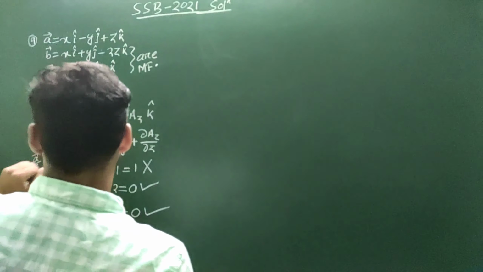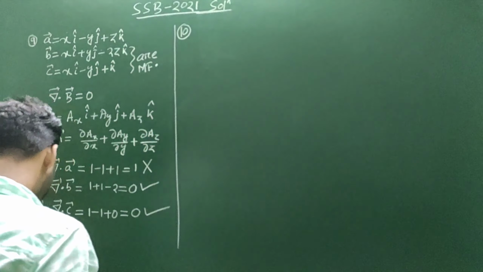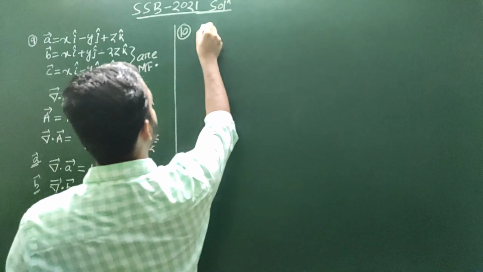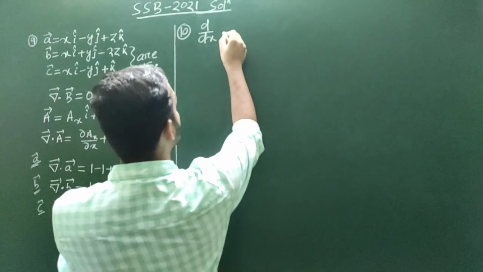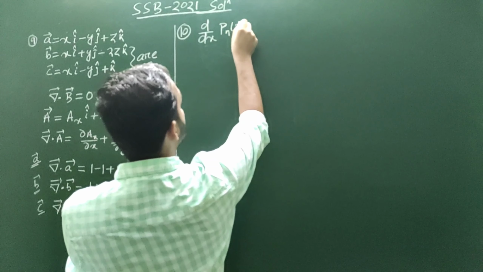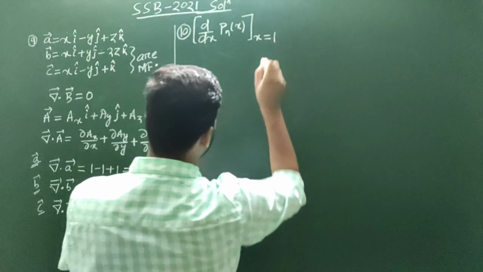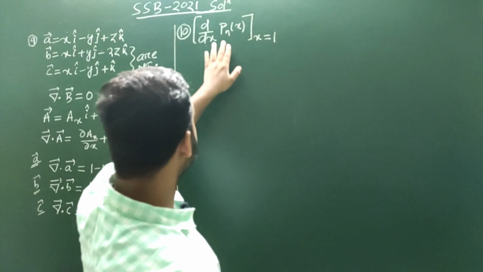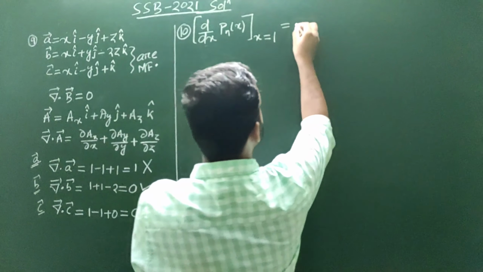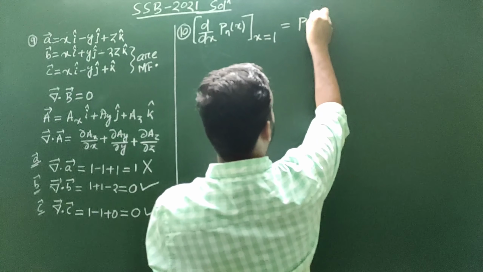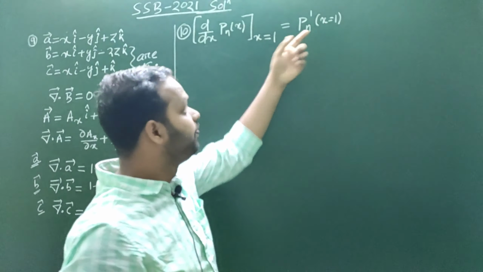Okay. Right. So let's take the next question, the 10th question. The 10th question was the first derivative d by dx. This is a very important question, so just be careful. First differentiation of the Legendre polynomial, but when x is equal to 1. How to find it? In short, we can write it as first order differentiation of Pn of x, so we can write Pn prime of x at x equal to 1. He is asking for this value, right?